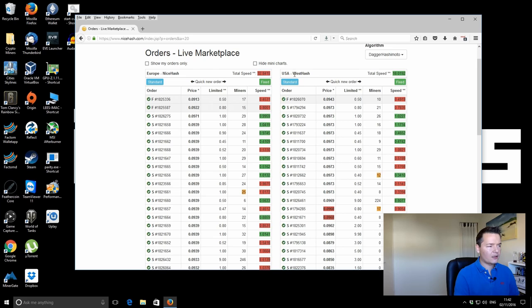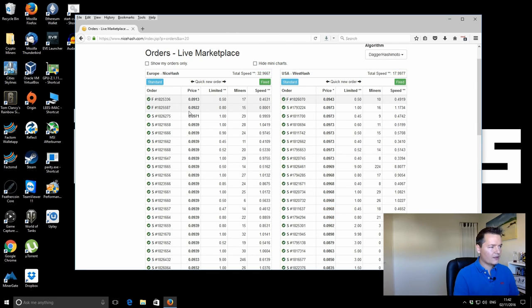Choose whichever is appropriate for you. So obviously if you're in America, on that side of the world, then use the USA servers. If you're European, then obviously use the European servers. So I'll just break down what each one of these columns means to you. There are two different types of orders, standard and fixed. We're going to be taking a look at the standard order.